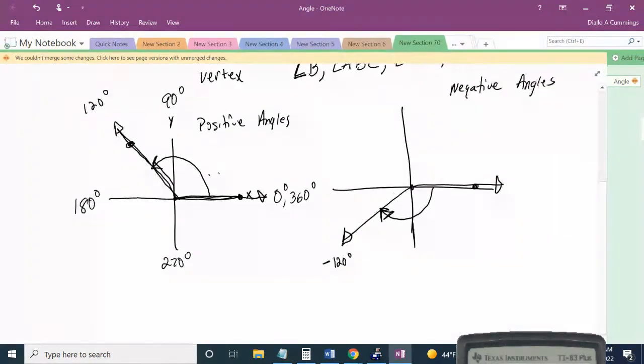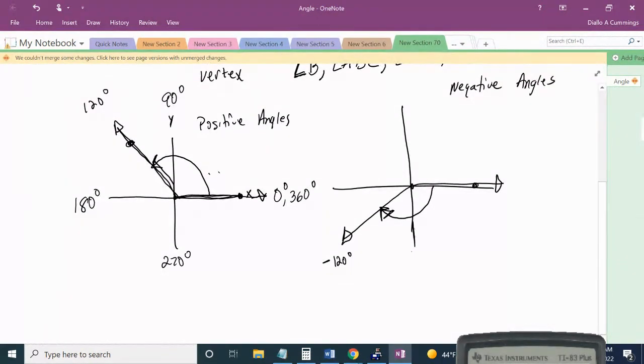If, however, you're looking at negative angles, here are our degree measures. Here we have 0 degrees. At the bottom we have negative 90 degrees. Then we have negative 180 degrees. Next, negative 270 degrees. And then we have one complete rotation at negative 360 degrees.